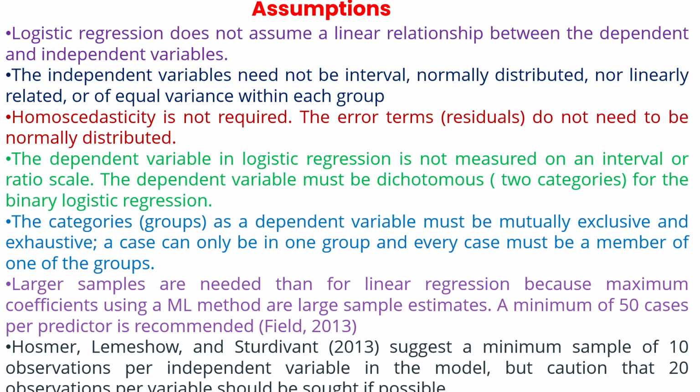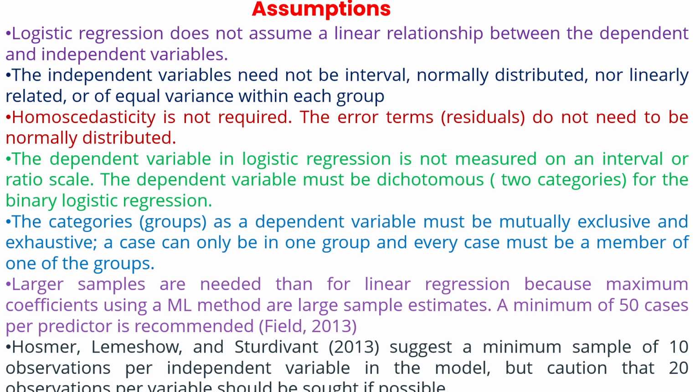The dependent variable in logistic regression is not measured on an interval or ratio scale. The dependent variable must be dichotomous, that means two categories for the binary logistic regression. The categories, that means groups, of the dependent variable must be mutually exclusive and exhaustive. A case can only be in one group and every case must be a member of one of the groups.